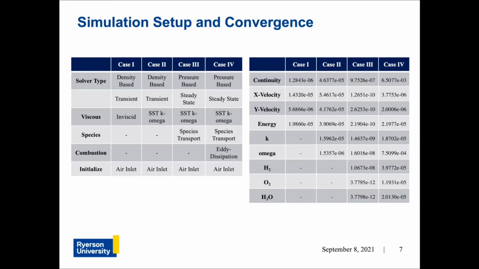The SST k-omega and eddy dissipation models have been used in several published articles, where the SST k-omega model in particular has been suggested in a comparative investigation with other turbulence models for this specific wedge strut combustor case. All cases were initialized from the air inlet and had residuals converge to the order of 10 to the -5 and -6, which is consistent with published literature. Additionally, the continuity residuals have converged to a reasonable precision, indicating meaningful results are produced.